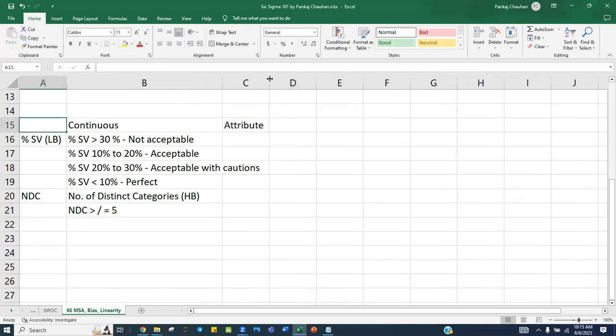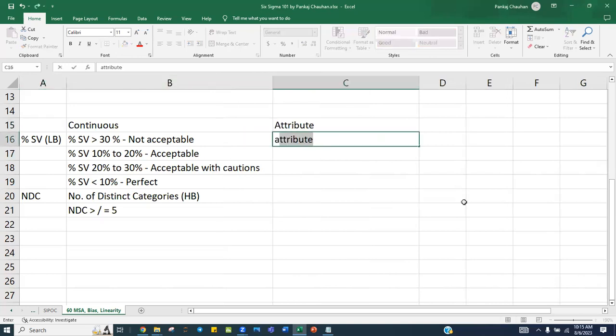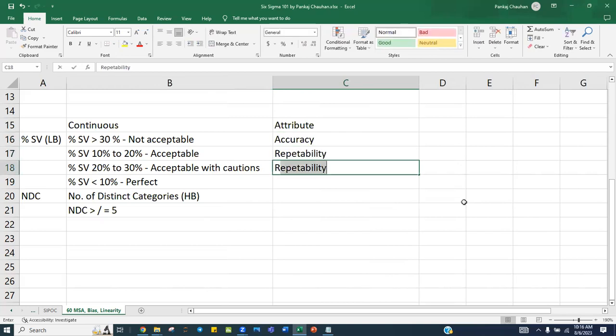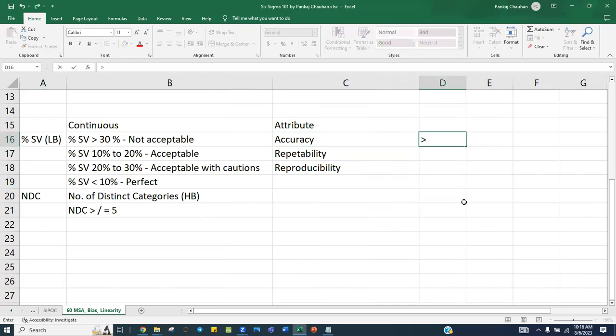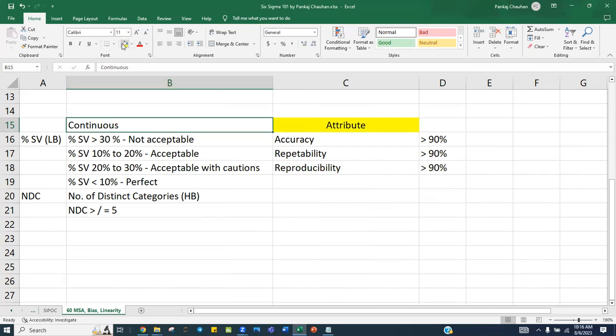When we talk about the attribute data, it deals with three things. One is the accuracy, then repeatability, and then reproducibility. And the level we have to achieve is that all three things should be greater than 90% for a valid measurement system when we talk about the attribute data. So these are the rules that we follow.